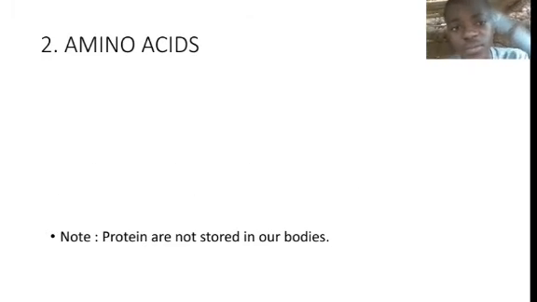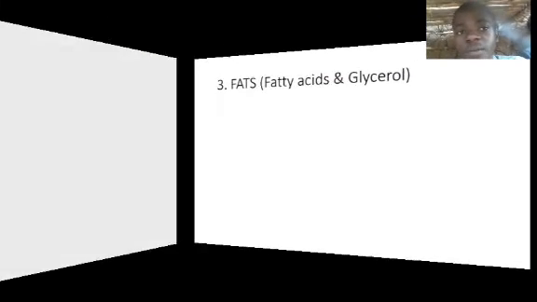Now we have a note that proteins are not stored in our bodies. Proteins can't be stored. Instead, they are deaminated in the liver into urea, and then passed out in the form of urine. They are not stored because they are toxic.